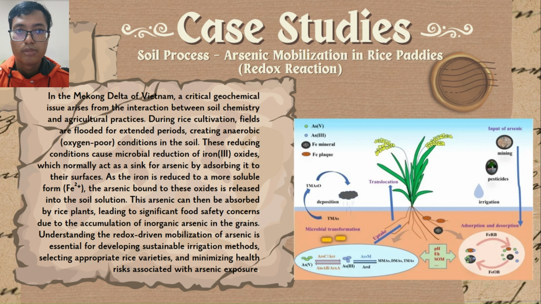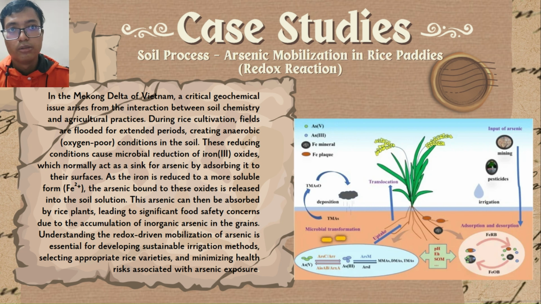This arsenic can then be absorbed by the rice plant, leading to food safety concerns due to the accumulation of inorganic arsenic in the grains. So understanding this redox-driven mobilization of arsenic is essential for developing sustainable irrigation methods, selecting appropriate rice varieties, and minimizing health risks associated with arsenic exposure.